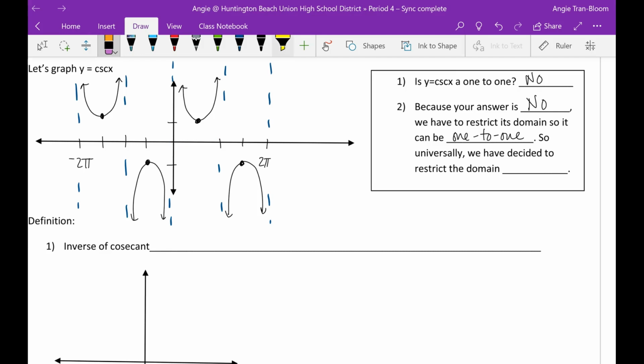So unhighlight that. What if I want to say 0 all the way to 2 pi? Well, that's definitely not a one-to-one. So unhighlight that. What if I want to go negative pi to 0? Well, that's not a one-to-one because this piece is not a one-to-one, right? So definitely unhighlight that. Okay.